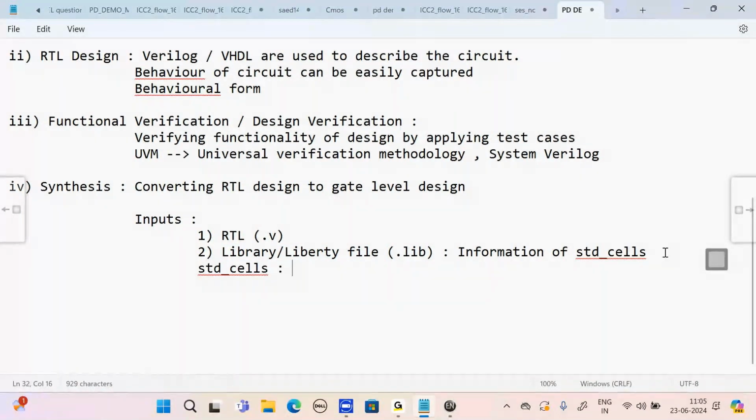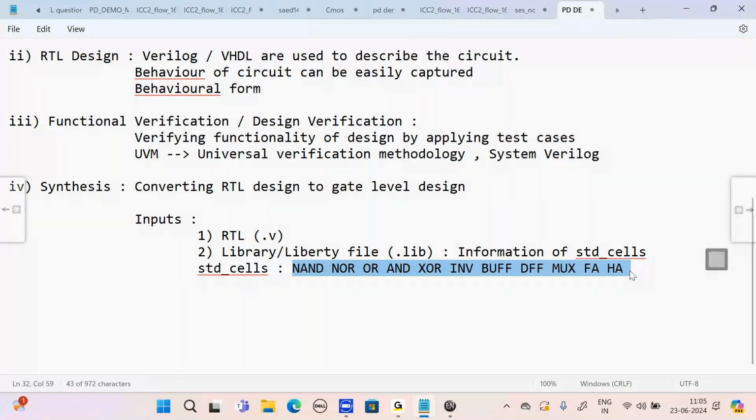Your NAND gate, NOR gate, OR gate, AND gate, XOR gate, inverter, buffer, D flip flop, mux, full adder, half adder. So all these gates are called as what? A few basic gates which are required, right? All these gates are called standard cells. So this standard cell information is present in what? Liberty file.